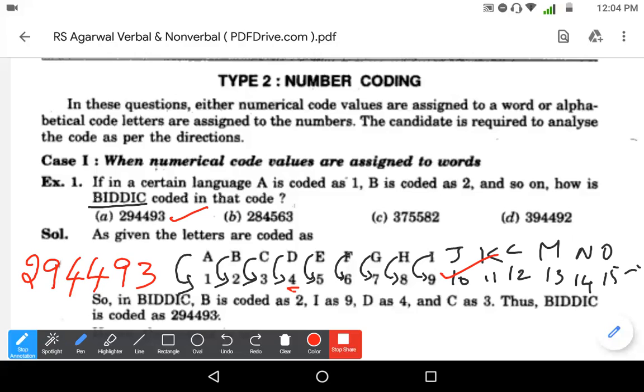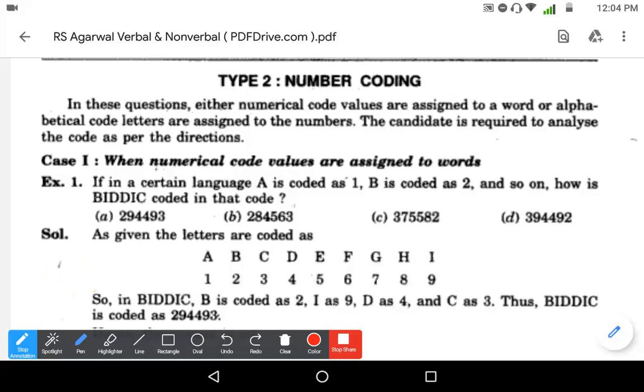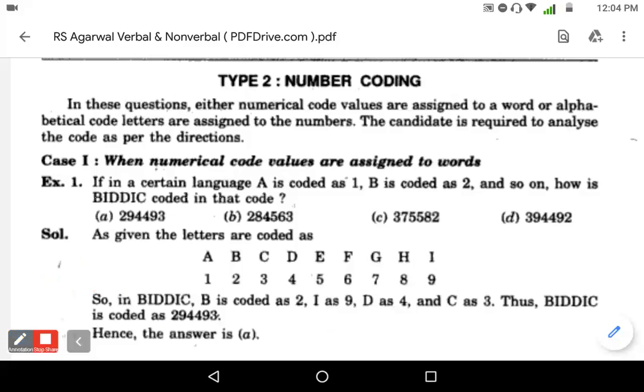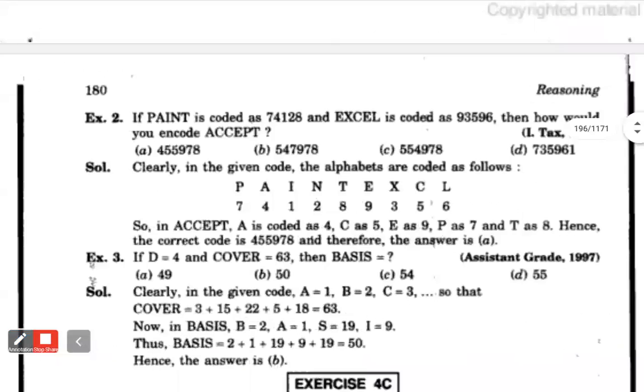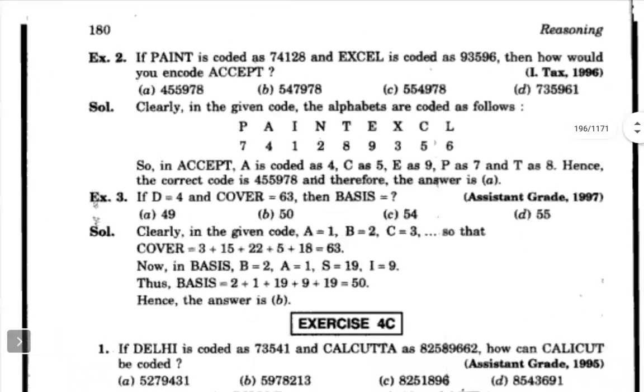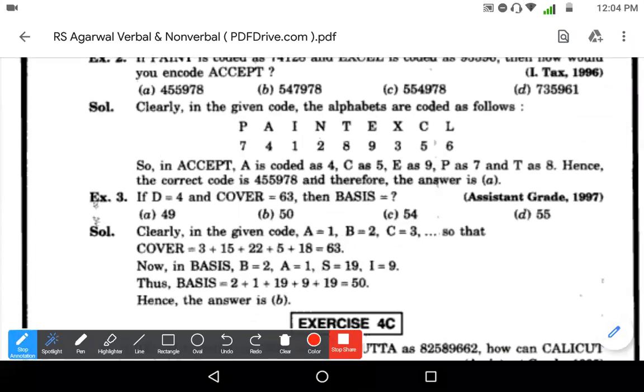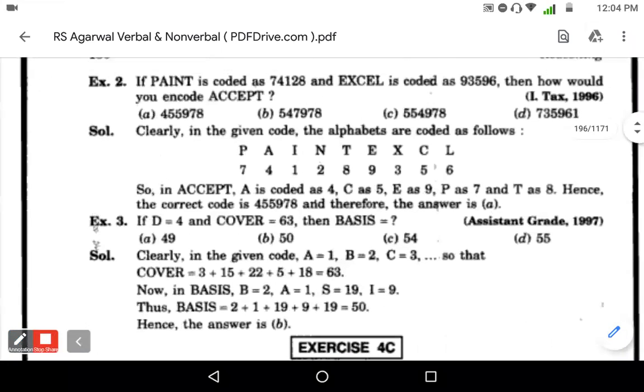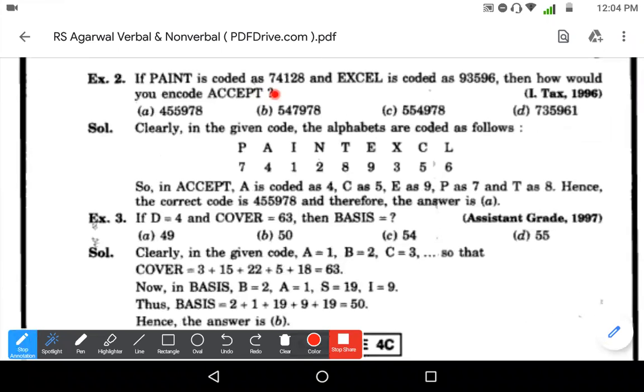I hope it is clear to everyone. This is how we do the number coding. Now let us see one more problem. If paint is coded as 74128 and Excel is coded as 93596, then how would you encode accept?